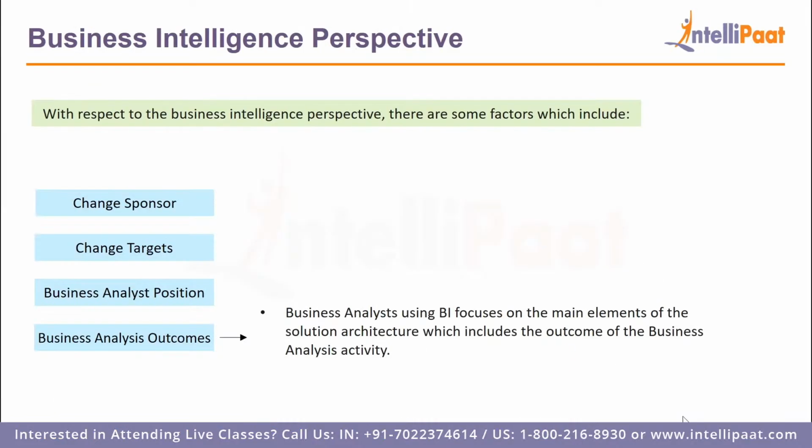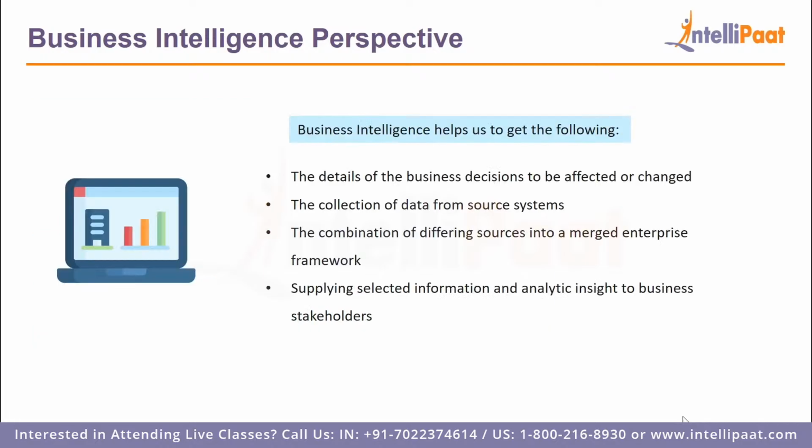The models, which may be the decision models of the company, can also depend on the requirements of the client. So this was about the factors which affect the business analysis activities while using business intelligence. There are more things, and business intelligence helps us get the following: the details of the business decisions to be affected or changed, the collection of data from the source systems, the combination of different sources into a merged enterprise framework, and then supplying selected information and analytic insight to business stakeholders. Thus, business intelligence can help companies in a lot of ways to make better decisions by showing the present and historical data within their business context.